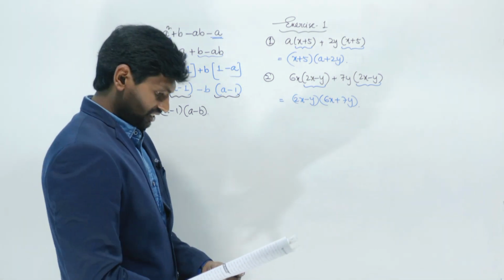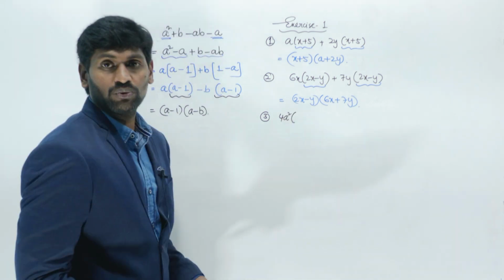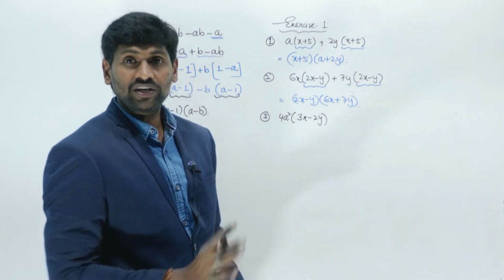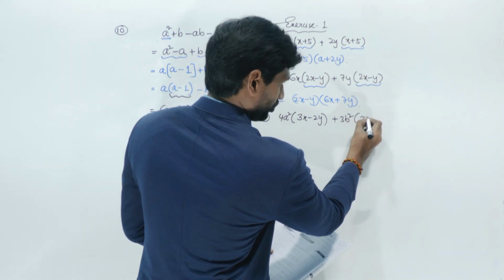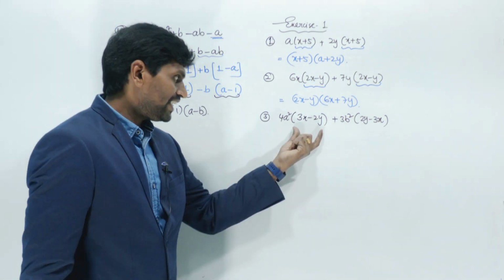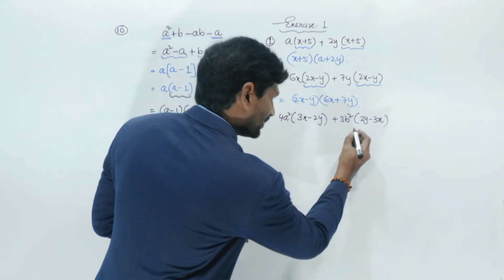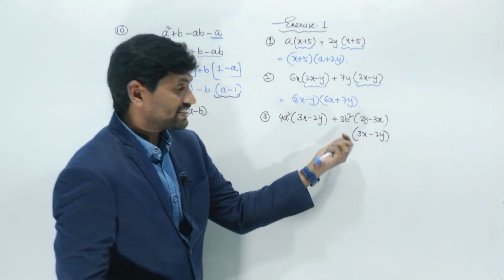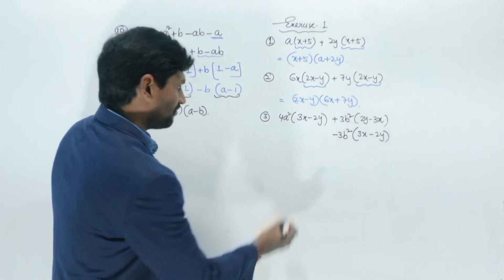The third problem is also same like this. What is the third problem here? 4a square into 3x minus 2y and 3b square into 2y minus 3x. Now identify the bracket terms first. 3x minus 2y and 2y minus 3x are not the same. So what to do? We should interchange these two. So 2y minus 3x changes to 3x minus 2y by changing its symbol. So plus 3b square becomes minus 3b square. The first term is the same.